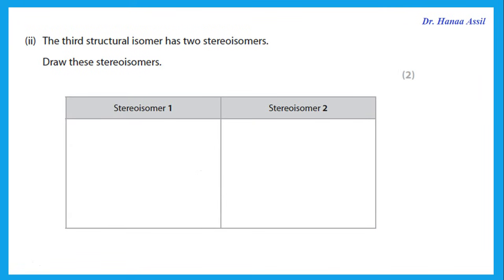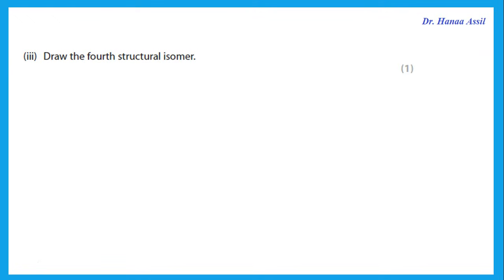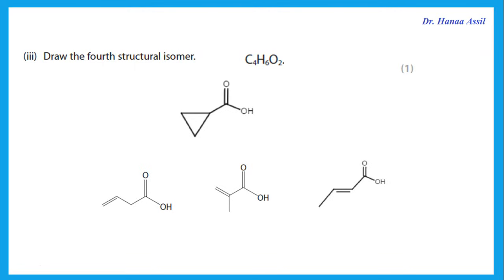The third structural isomer has 2 stereoisomers, so we're trying to draw something with 4 carbons and we want 2 stereoisomers. That means we need a cis and a trans, so these would be the 2 stereoisomers in which the double bond is in the middle. When the double bond is in the middle, I can draw it as a cis or as a trans. Draw the 4th isomer. So for C4H6O2, we already have all of these. So the only one that is left is if I have a cyclic compound attached to the acid.